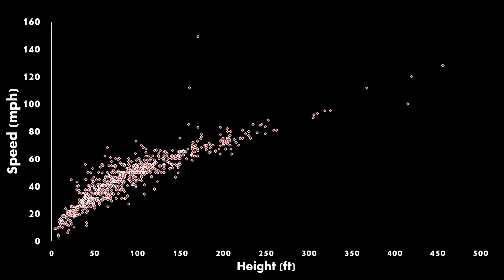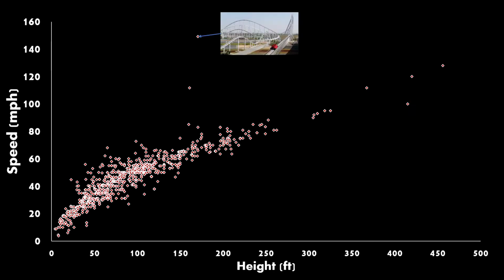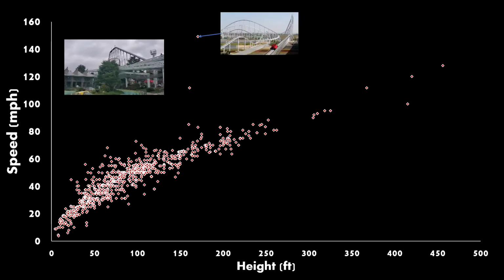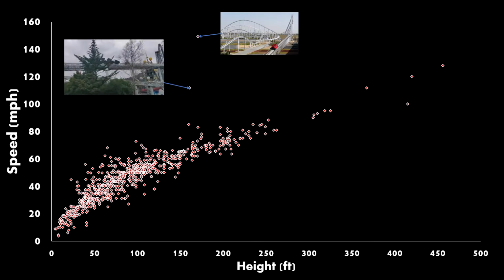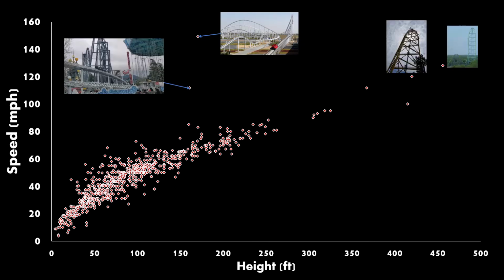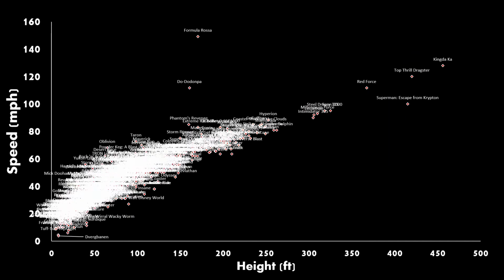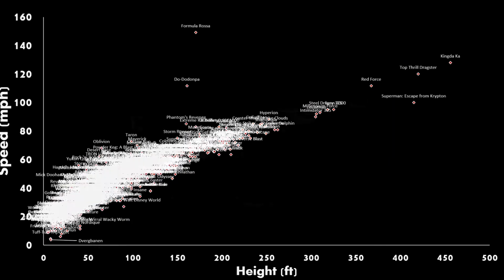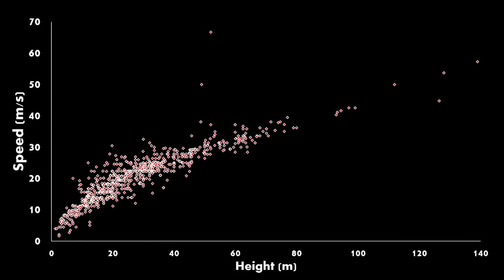And this could be pretty fun to look at. Up here you see Formula Rossa, the world's fastest roller coaster. Down here is Dodonpa. And these are roller coasters that are pretty short for those speeds. And over here we have Kingda Ka and Top Thrill Dragster, and down here we have the Ditto roller coasters. So let's just throw up all the labels to make it more interesting. See if you can pick out a few. And if you can't, let's zoom in a bit. And, that's enough of that. It's a bit too cluttered. There's just so many roller coasters here.